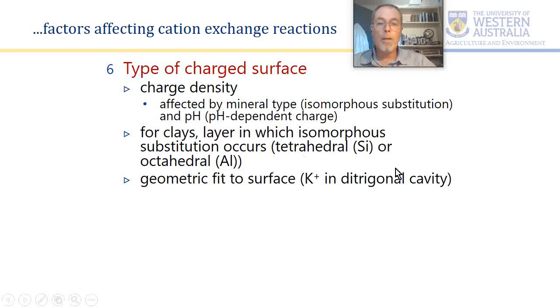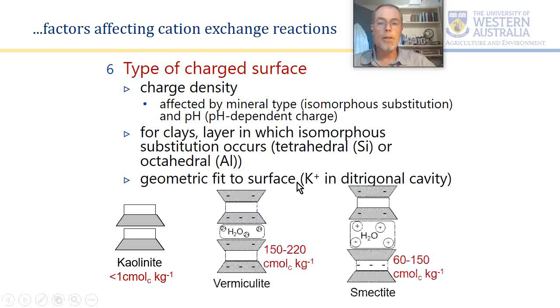And that's related also to the geometric fit to the surface in illite clays. We don't have illites as an example, but these are the clays for which cation exchange is really important. Kaolinite is usually relatively unreactive and doesn't contribute much to cation exchange capacity in soils. This is important in Western Australian soils, where most of our cation exchange capacity in many of our soils is contributed by organic matter, because kaolinite doesn't have a lot of negative charge.